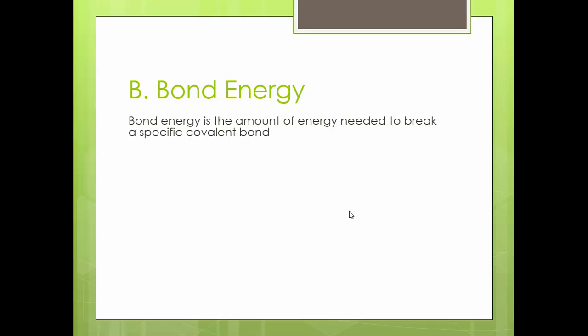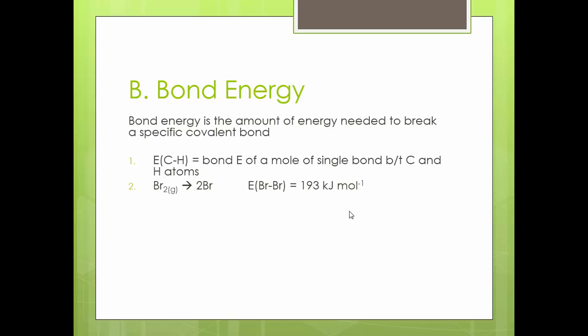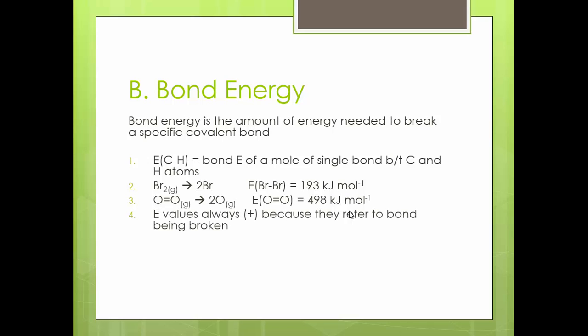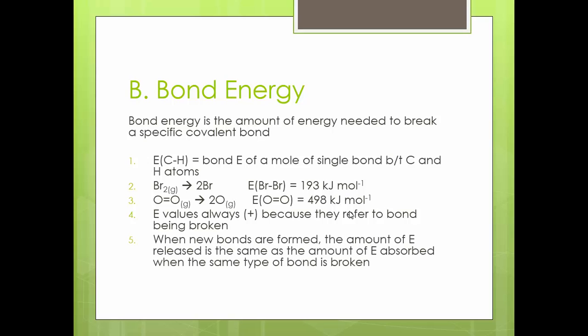So bond energy is the amount of energy needed to break a specific covalent bond, like the energy of a C-H bond, a single bond between carbon and hydrogen atoms. There's also energy to break diatomic elements. So Br2, for example, is broken apart into two bromine atoms. It's endothermic. You can see it's 193 kilojoules per mole. Here's the double bond of oxygen. Again, all bond energies are endothermic, meaning that you have to break the bonds, hence the plus sign in front of the bond energy. When new bonds are formed, energy is released, so it's a negative amount. So if it forms oxygen bonds, it would be negative 498.